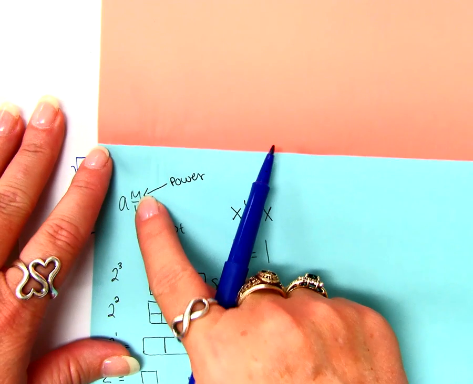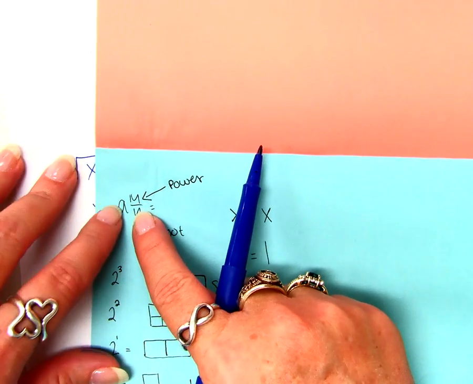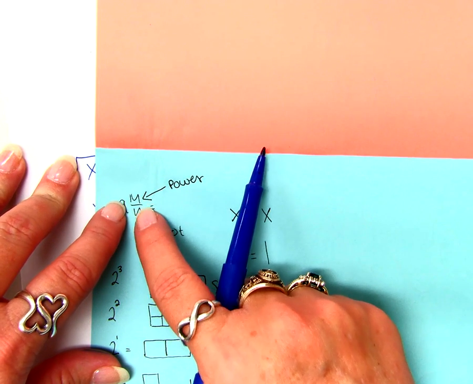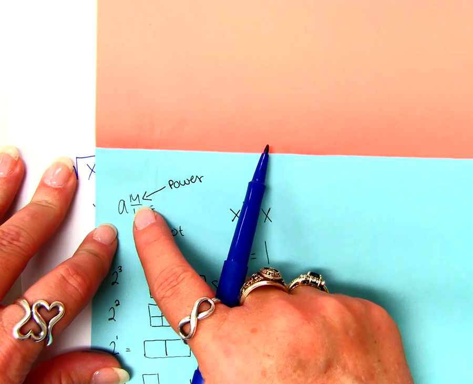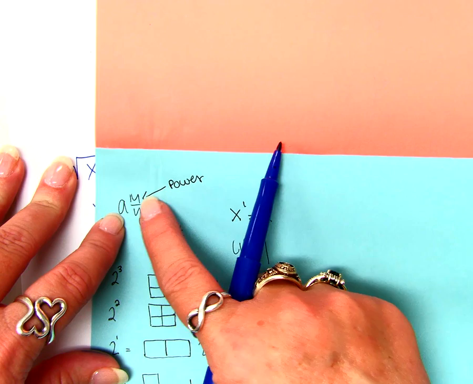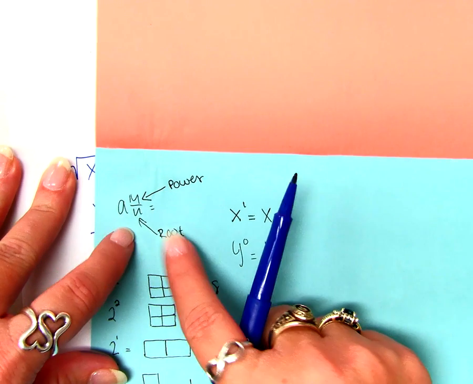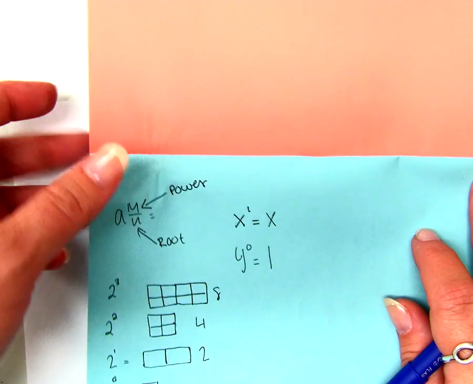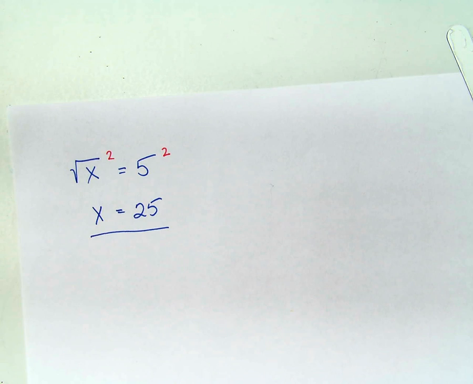A to the m over n power. She writes kind of big, so this is really an exponent, right? A to the m over n power. The numerator is the power, the denominator is the root. Do you have that written down on your exponent foldable? Yes. Good. Keep that out for now.